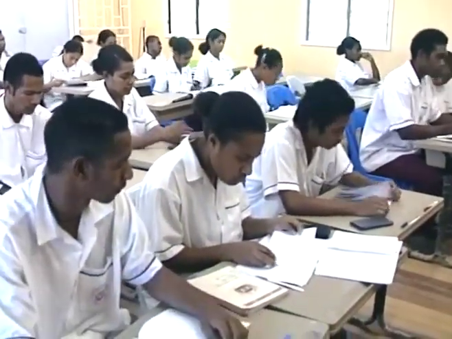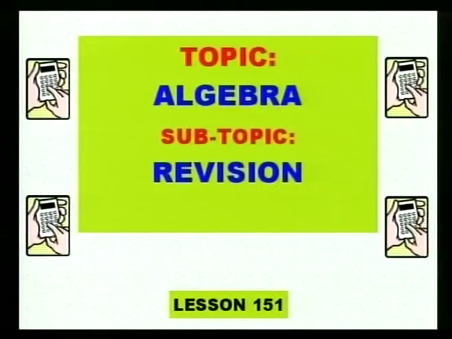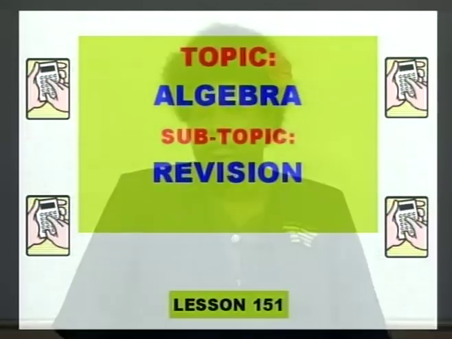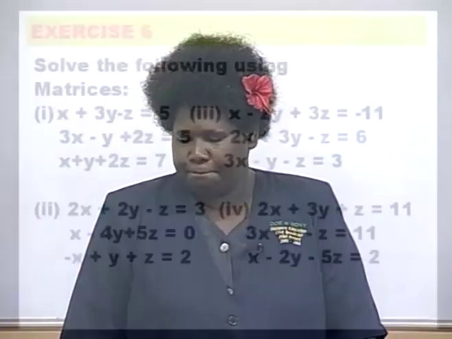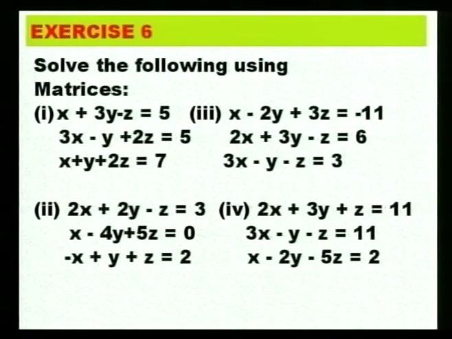Right, then in today's lesson, we'll look at a few questions revising algebra. And then next lesson, I will maybe teach you something new on algebra to solve two other types of equations that you haven't done. But before that, we have to look at the homework, exercise 6, which you were given in the previous lesson. Solving 3 equations with 3 unknowns using matrices.